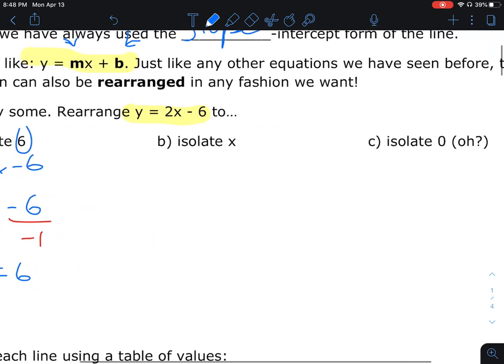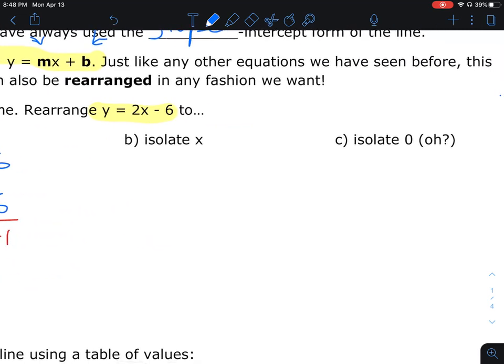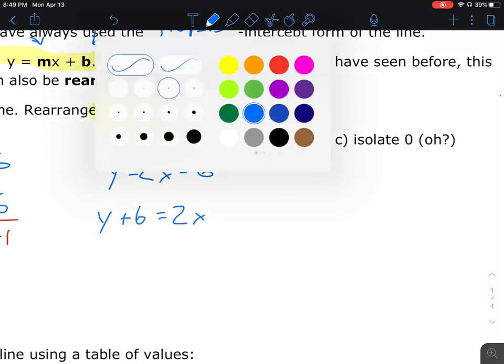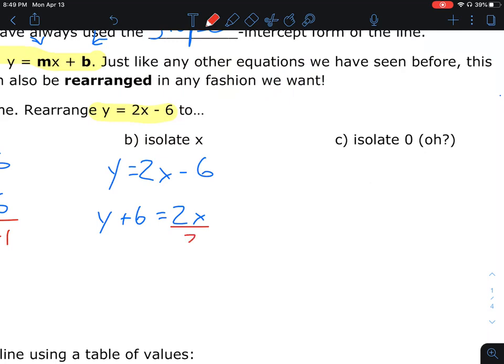If I isolate for the variable x, y equals 2x minus 6, I need to be bringing this negative 6 over, so it becomes y plus 6 is equal to 2x. Divide everything by a factor of 2, which would then give me y plus 6 over 2 is equal to x, or our isolated variable of x.